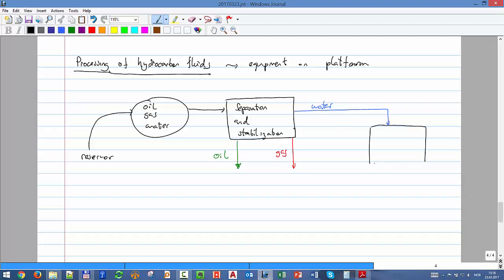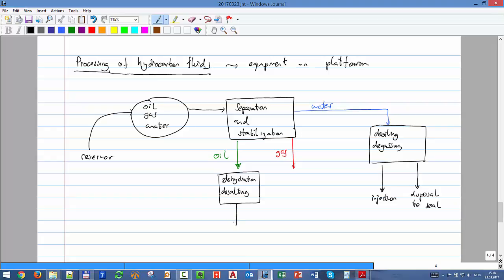For the water, we have de-oiling basically, and degassing. And the water can go either for injection or just for disposal to sea. For oil, usually we have dehydration and desalting, and that oil usually goes to the tanker.